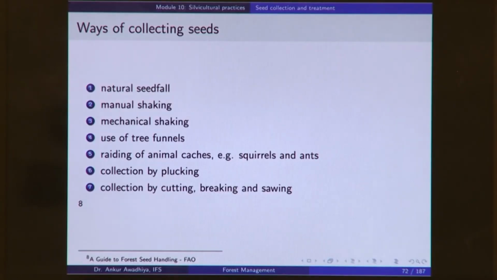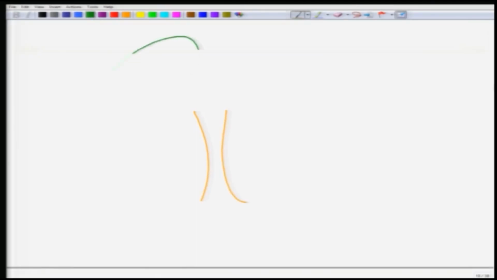Once you have done all this planning, how do you actually collect it in the field? So, there are a number of options. The first one is a natural seed fall. Now, in the case of a natural seed fall, what you will do is, here you have a tree, and naturally when the fruits are matured, they will drop down.